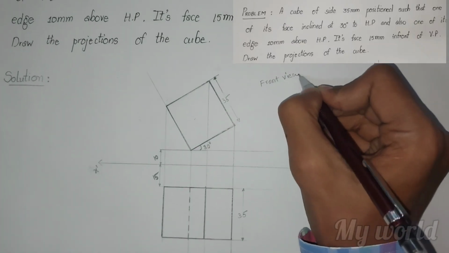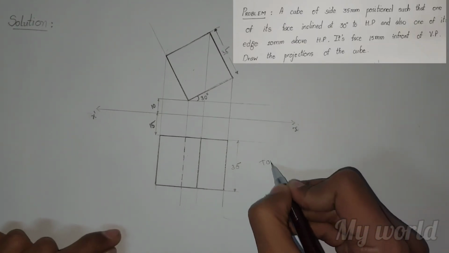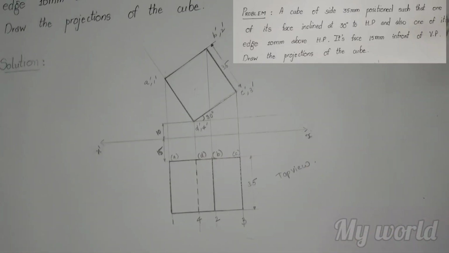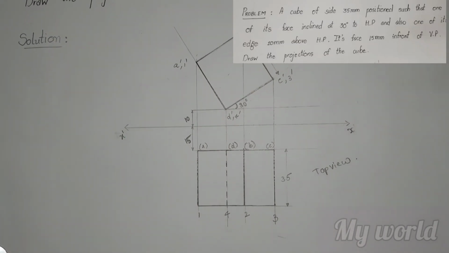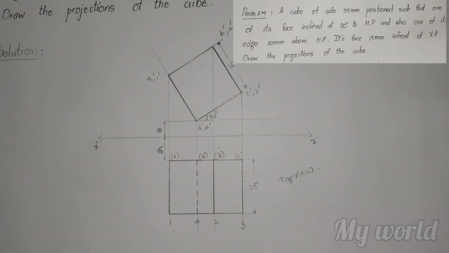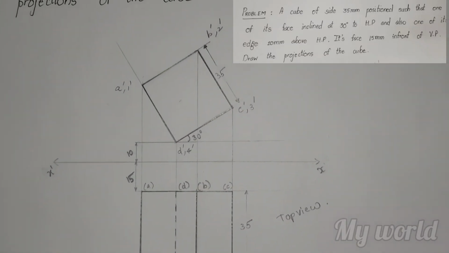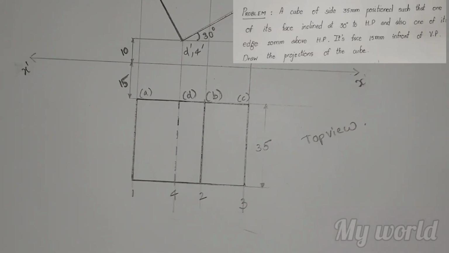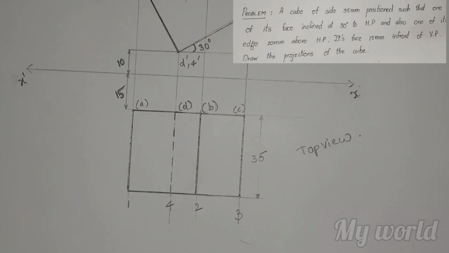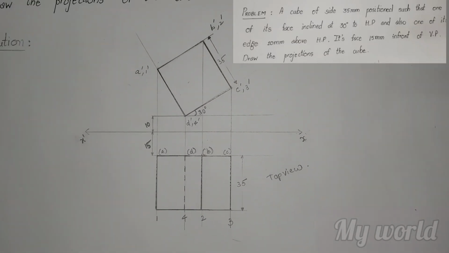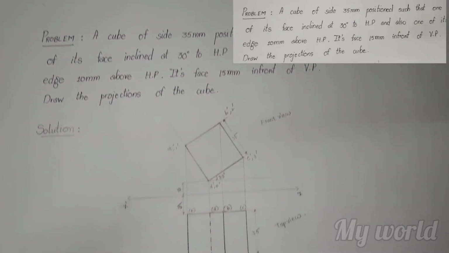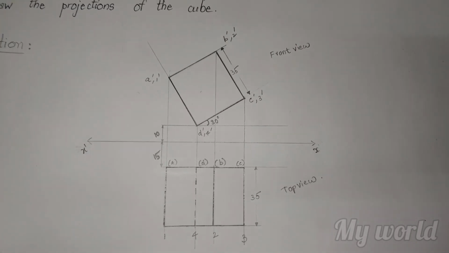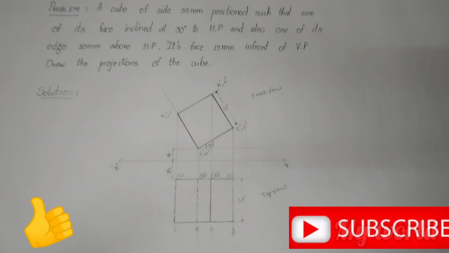From the top view, we find the dimension changes slightly, as the top view is a little wider because of the 30 degree inclination to HP. That is why we have the wider top view. Now this is the required front view and top view of the given problem. So that's all, and the notations are marked like this. Hence, the required front view and top view of the given question are obtained. Thanks for watching.